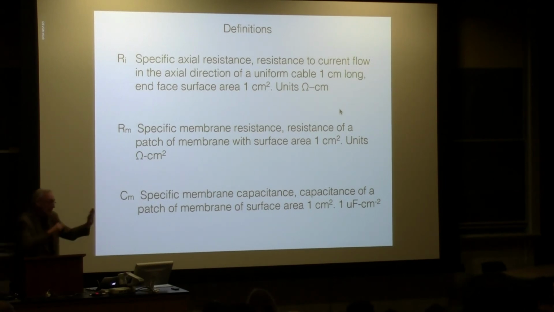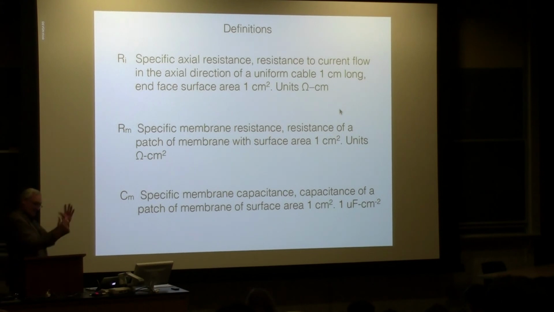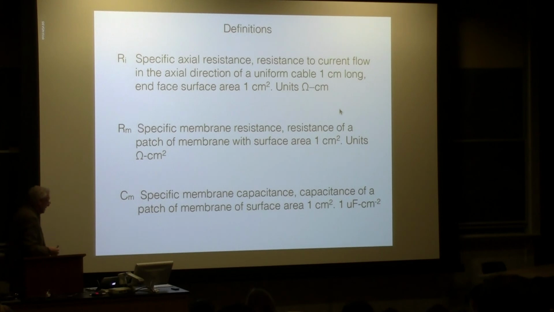Specific, so that's the resistance to current flow looking down the core of a tube along the axis, axial current flow. Specific membrane resistance: take a dendritic cable, unfold it. It's got some surface area. It's got some density of channels, some number of ion channels in that surface area. That net resistance to current flow through all those channels is known as specific membrane resistance. That is the resistance of a patch of membrane with surface area 1 square centimeter. So the units of this are ohm centimeter squared, right?